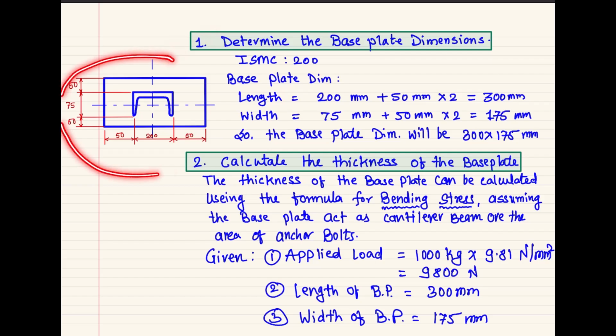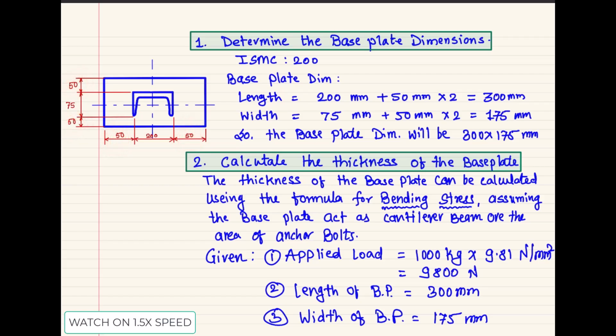As this figure shows, we have placed this ISMC 200 by 75 on this plate and given a 50 mm space on all sides to maintain the welding all around the column and to give space for the anchoring holes.